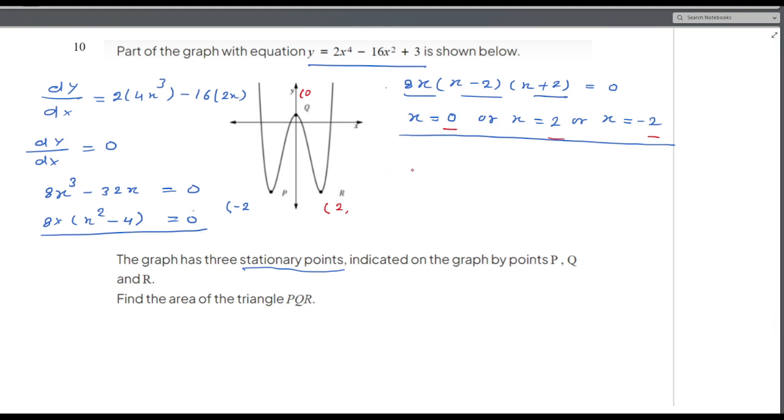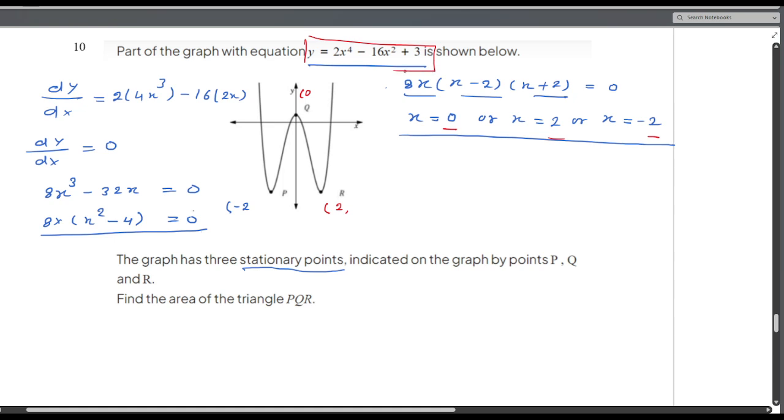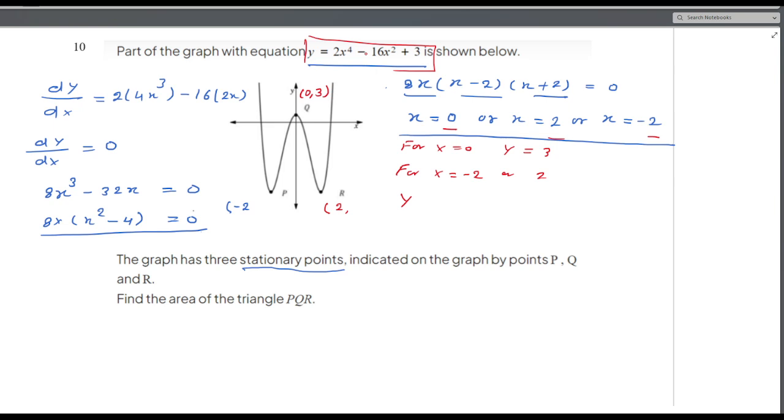Okay, then to find the y coordinate, what we do, we simply put these x values in this equation. So for x equals 0, your y value will be equal to 3. So here it is 0 comma 3. Okay, now for x equals minus 2. Now I take minus 2 or plus 2, my y value is going to be the same, because here only the even powers of x are used. So their square definitely will be a positive number.